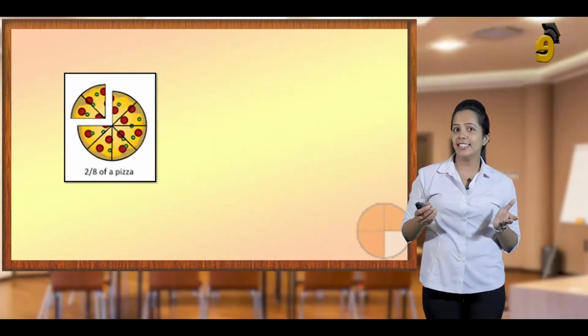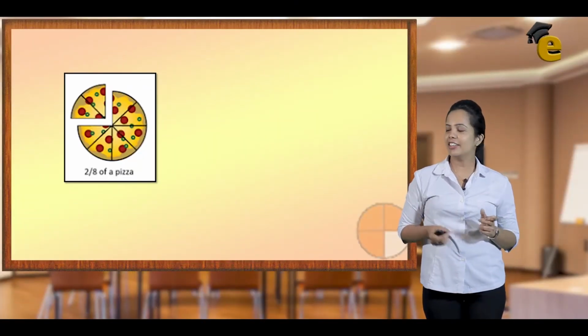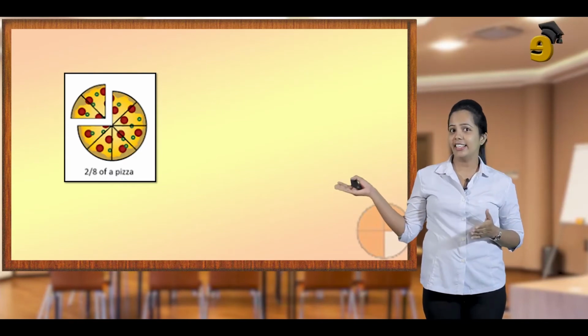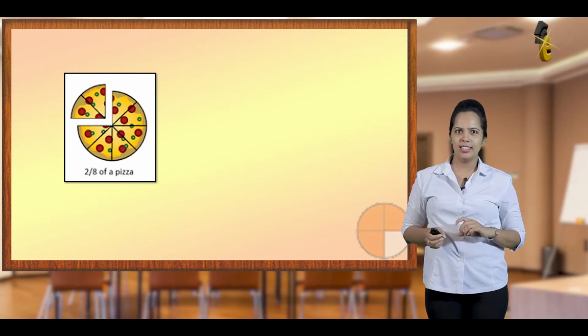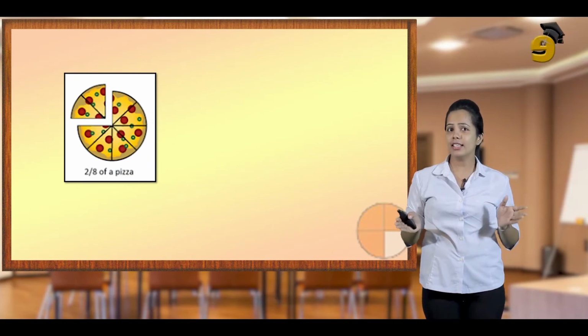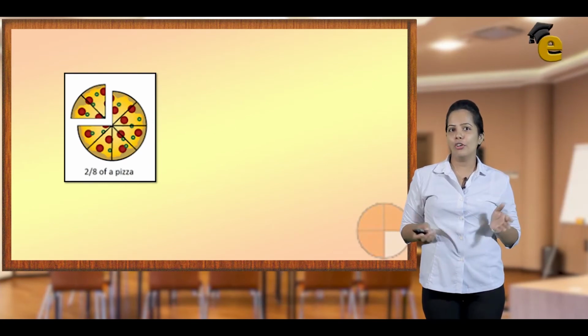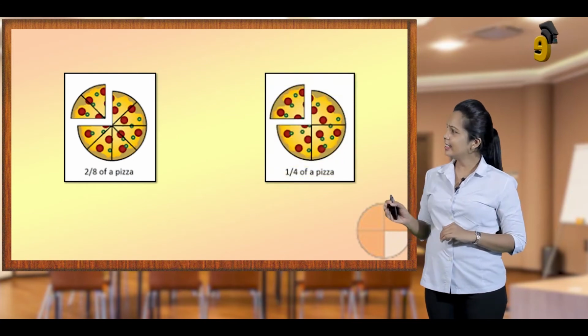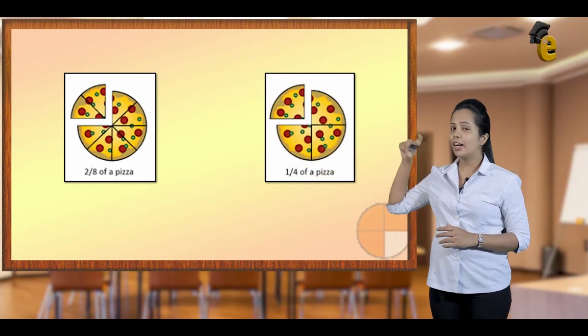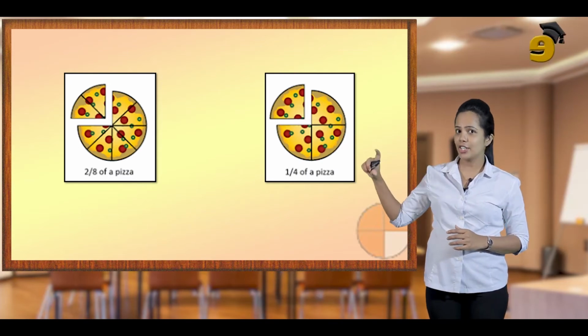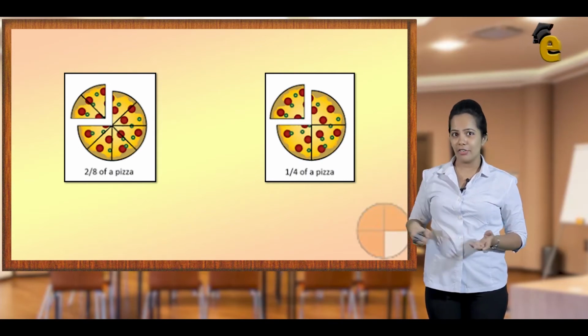Let's move to another tasty example. Here I take a pizza. Then I divide it into 8 equal parts and take 2 parts out. Then the fraction of the parts taken out is 2/8. Then I divide the same pizza into 4 equal parts and take 1 part out. Then the fraction of parts taken out is 1/4.